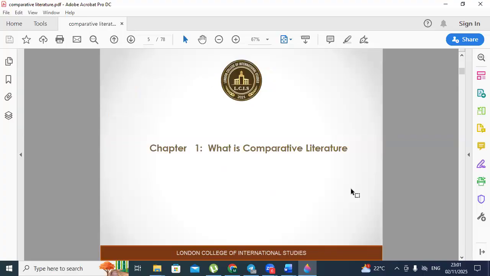Chapter 1, what is comparative literature? A simple, clean, transitional slide. Its sole purpose is to signal a major shift in the presentation. We are now moving from general introduction into the first substantive chapter, which is dedicated to building a solid definition of the field.